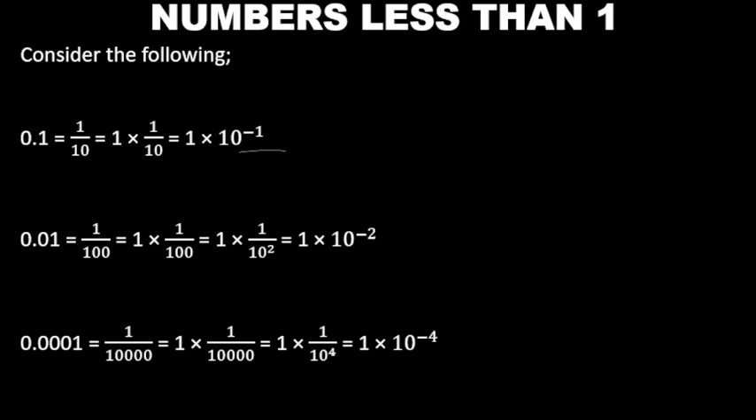Then 1 over 10 raised to the power of 2, expressing it in a negative index, will be 10 to the power of minus 2. So we have 1 times 10 raised to the power of minus 2.